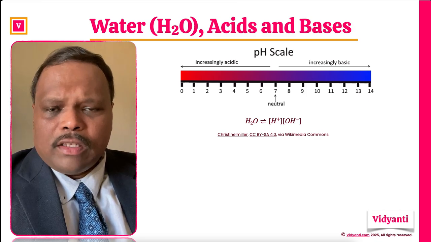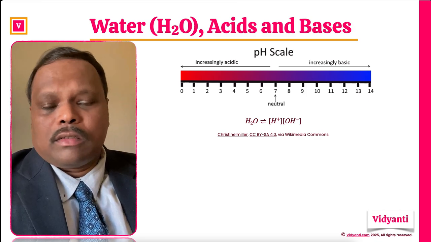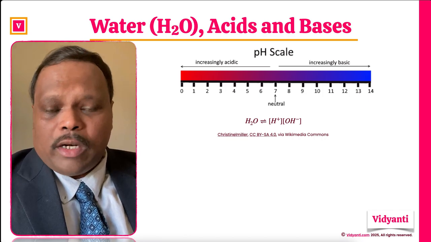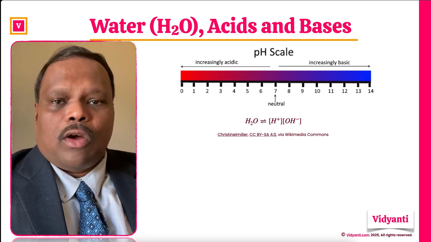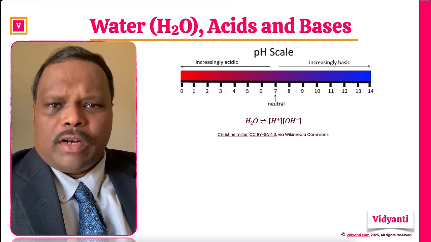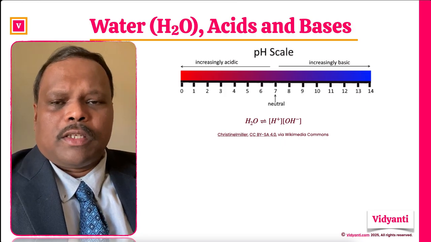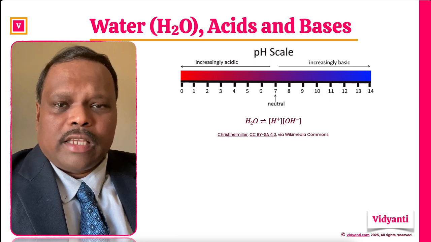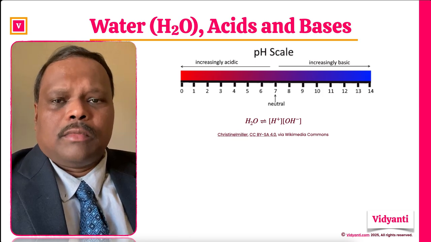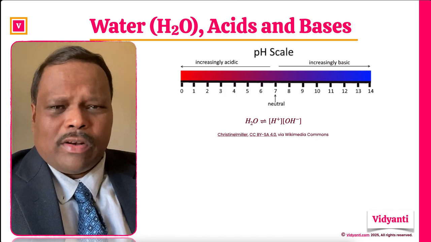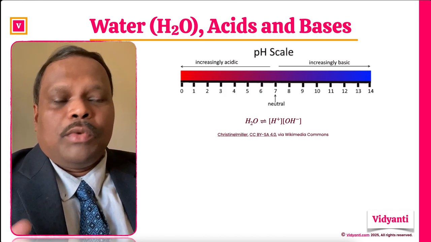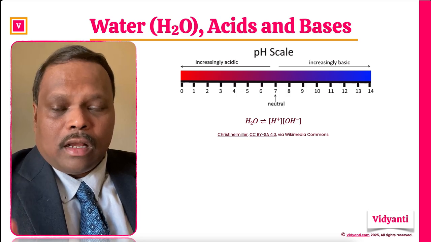Now you will be having this question, why 7, why not 6, or why not 10,000 or something? There is a formal definition of pH scale, which is negative log of concentration of H plus ions to the base 10, and at 25 degrees Celsius the concentration of H plus ions is 1 into 10 raised to minus 7. So if you take the logarithm, it comes out to be positive 7. But you don't have to remember that. Just for the time being, remember that the pH scale is centered about 7.